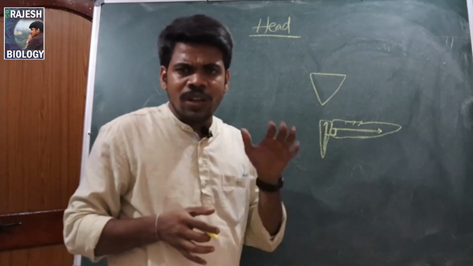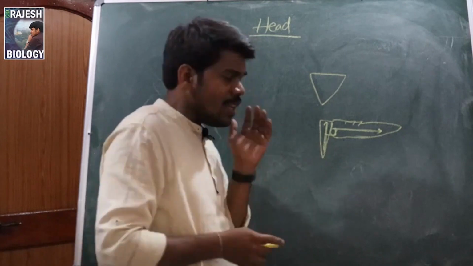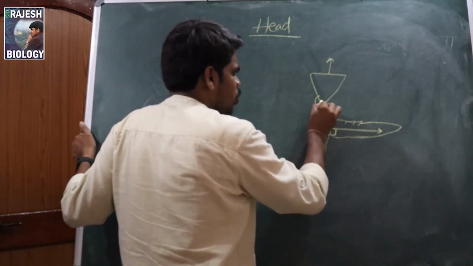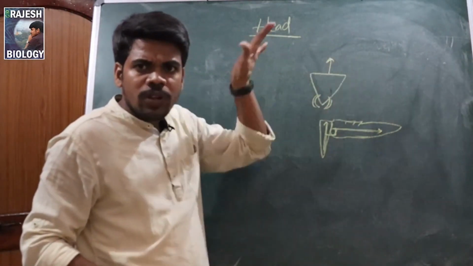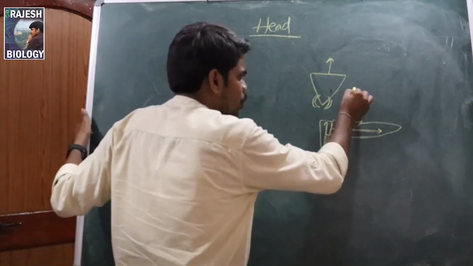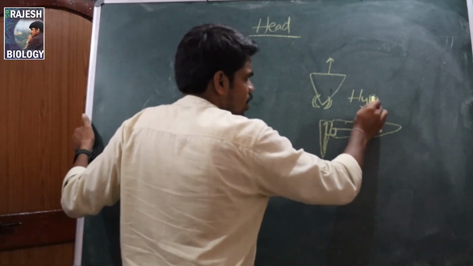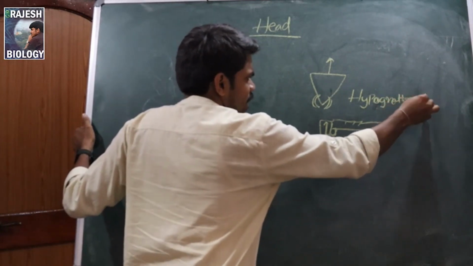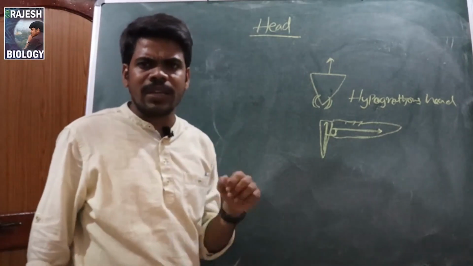Triangular in shape means what? The posterior, broader surface is towards the sky, and all the mouth parts are towards the ground, towards the land. So this type of head is called a hypognathous head. What is it called? Hypognathous head.